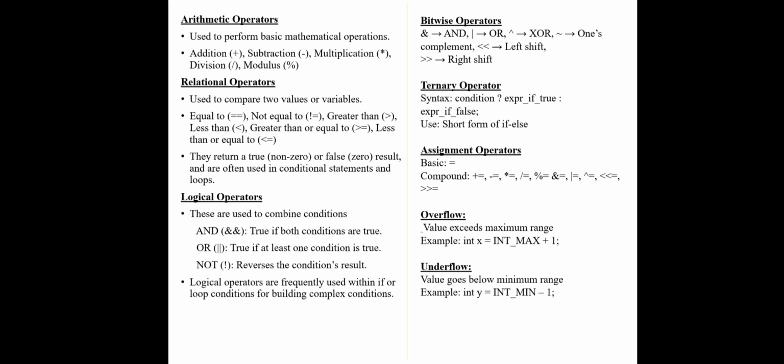Assignment operators are used to assign values to variables. The basic operator is equal, but C also supports compound assignment operators for faster coding. Overflow and underflow: overflow occurs when a value exceeds the maximum range that the variable can store. Underflow occurs when a value goes below the minimum limit of the data type.